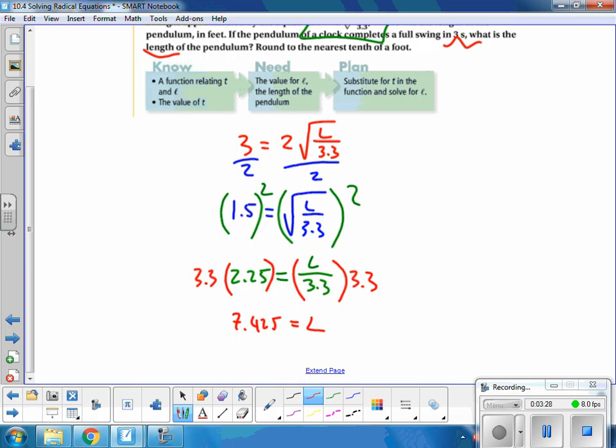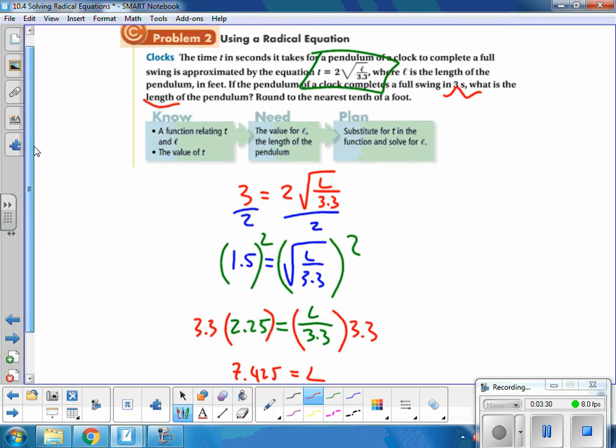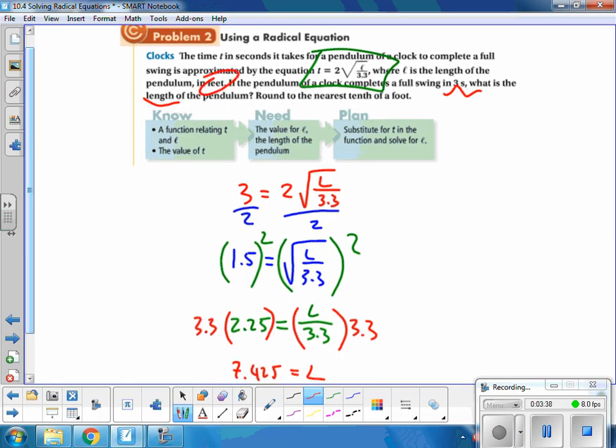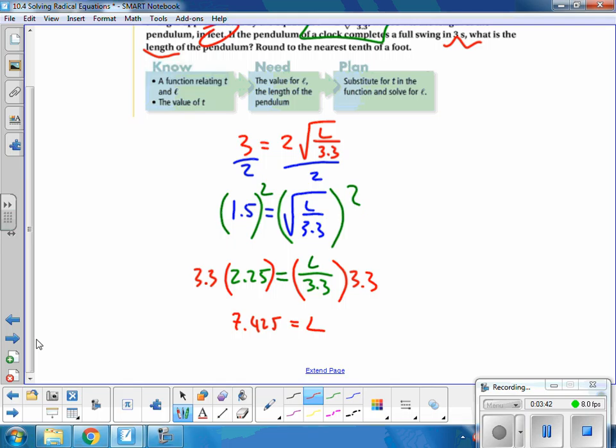I'm going to look up here. What am I talking about? Centimeters, inches, seconds. Is the length going to be in feet? In feet. There it is. Okay. So my answer is 7.425 feet.